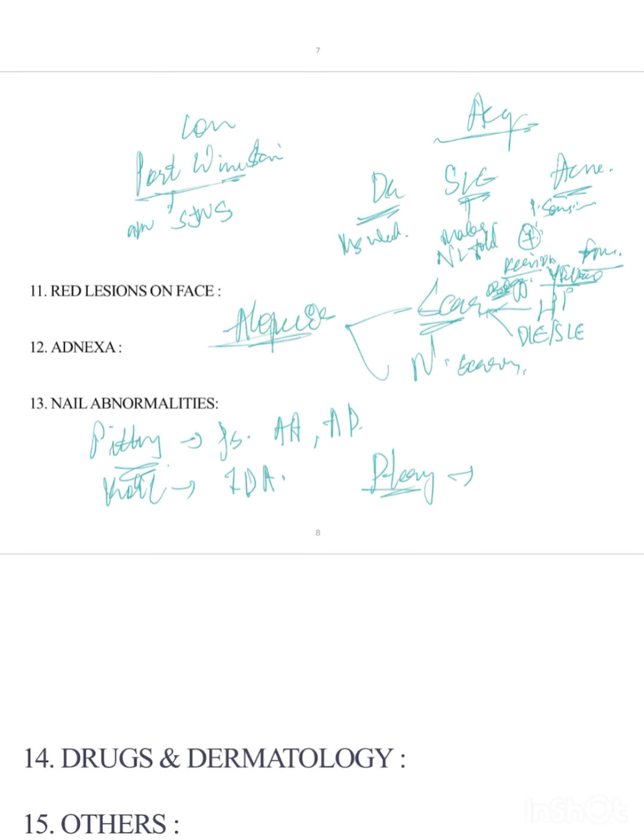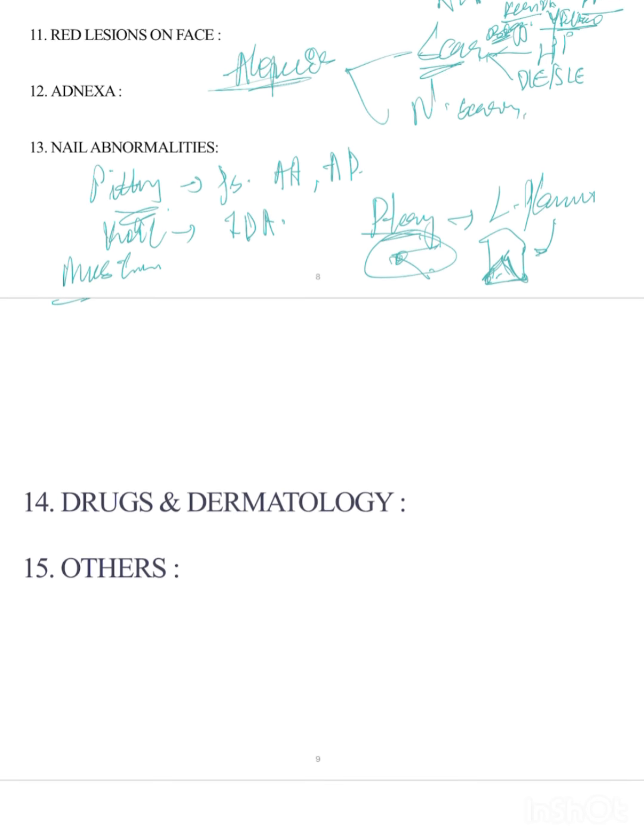Pterygium is like your conjunctival pterygium also, similar to that. Conjunctival pterygium will be like this, and for nails, pterygium will be like this. So pterygium is basically a wing kind of thing, which is seen in lichen planus. Another thing will be your Mees lines, which are also seen in arsenic poisoning, which will be discussed in FMT. So these are important nail abnormalities you need to remember. Then you have your atopic dermatitis also, where you have to remember the Hanifin-Rajka criteria is used to diagnose that.